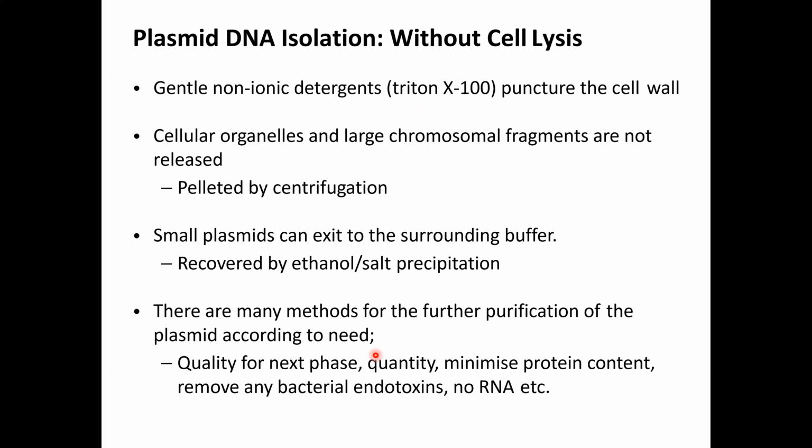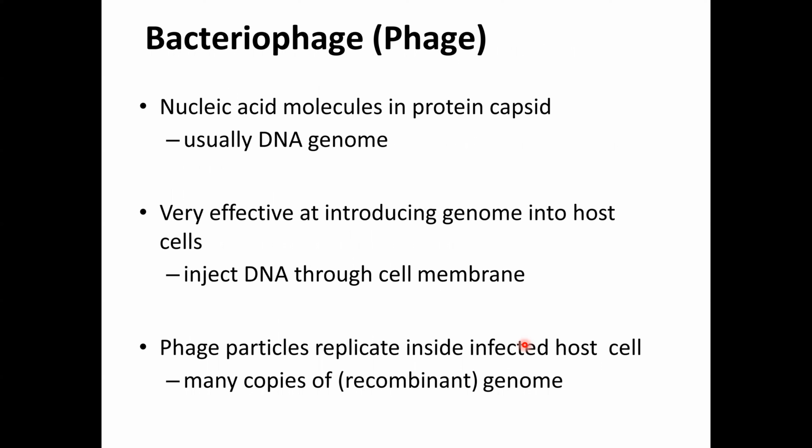For example, if you are going to determine the quality of your nucleic acid, you are going to quantify it, minimize the protein content, remove only the bacteria and toxins, or remove RNA entirely, then you can apply different purifications according to the necessity of your experiment.